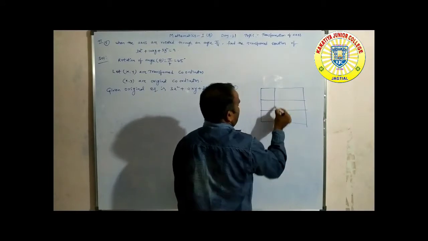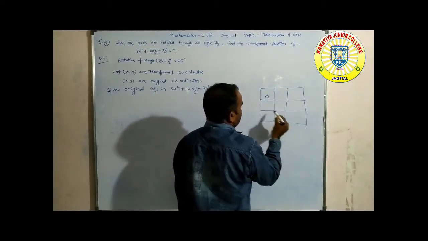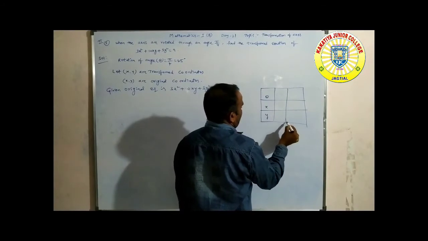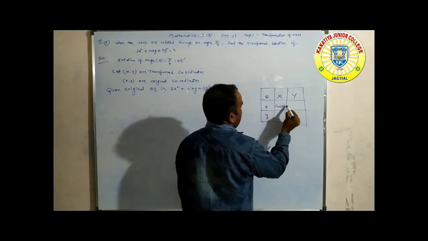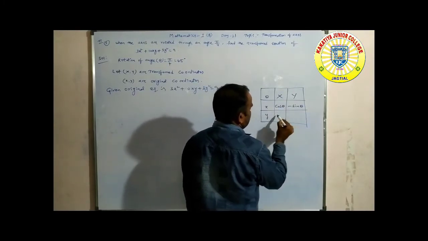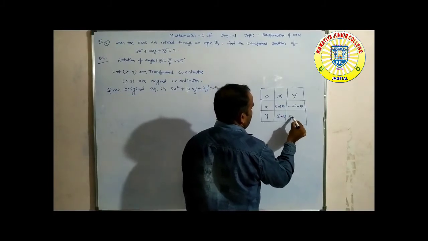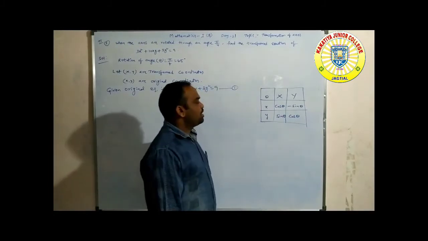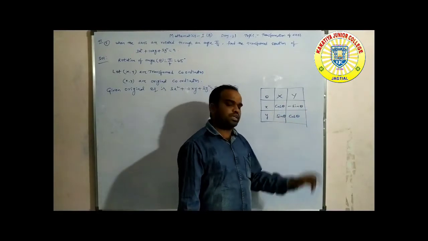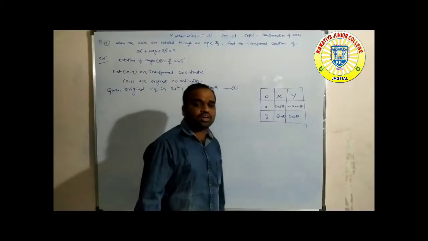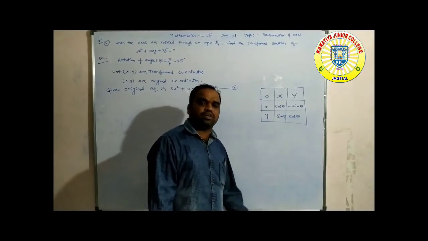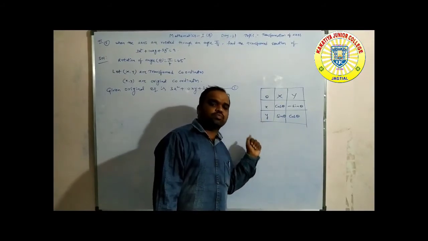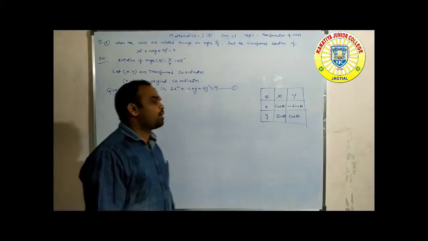By using this table, we can find it. Here theta, small x, small y, capital X, capital Y. This is cos theta, minus sin theta. Here sin theta, cos theta. Now the original coordinates we are expressing in terms of the transformed coordinates. What are the transformed coordinates? Capital X comma capital Y are the transformed coordinates. Now we are expressing small x in terms of capital X.